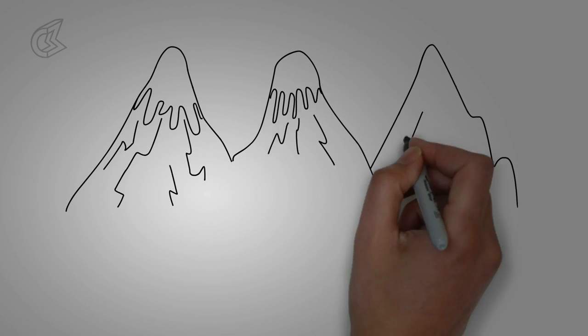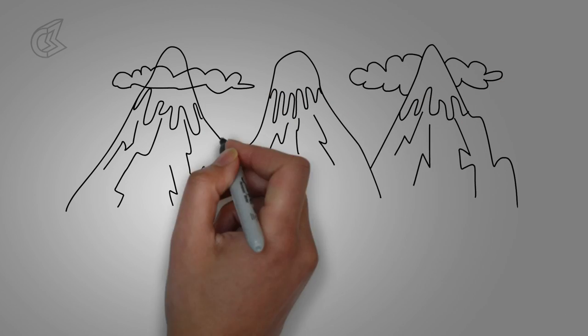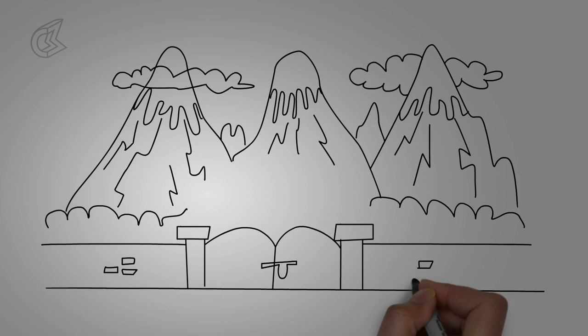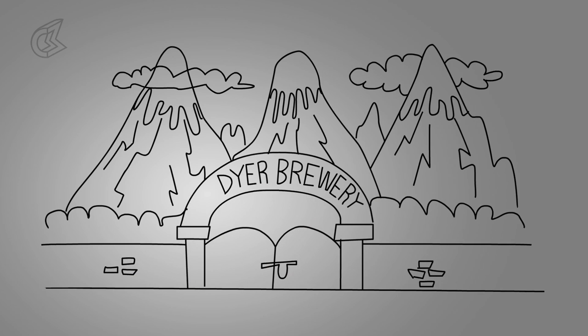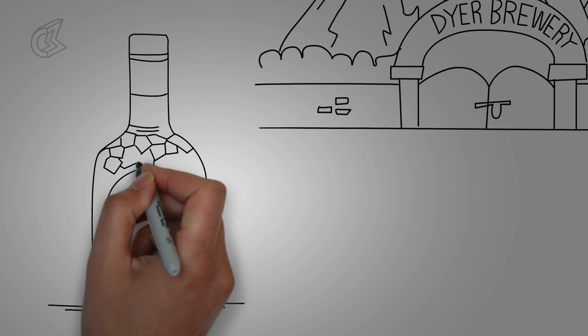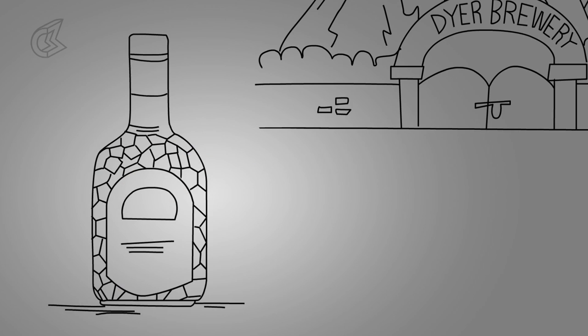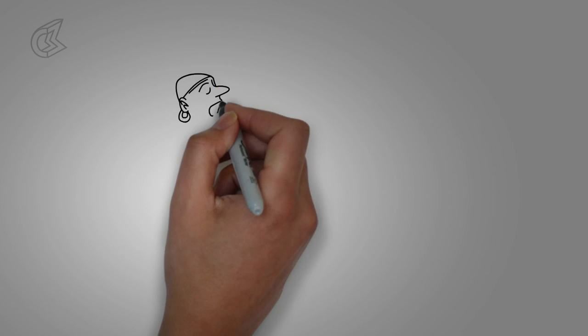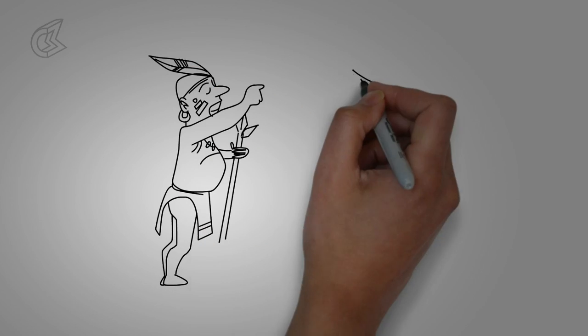But none of that mattered when an Englishman, Edward Dyer, opened India's first liquor brewery in Kasauli in 1830. The Dyer Brewery over time turned into the Mohan Meakin Brewery, whose famous product today is known as Old Monk Rum.